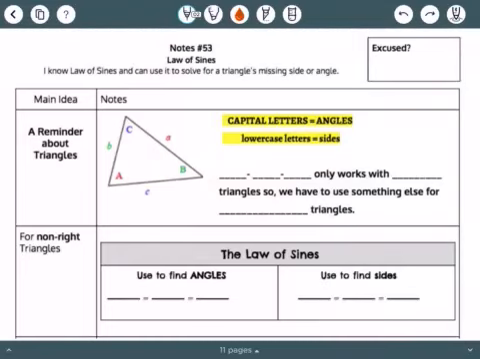Hey everybody, this is Notes 53. So today we're learning the law of sines, and the law of sines is used to solve for a triangle.